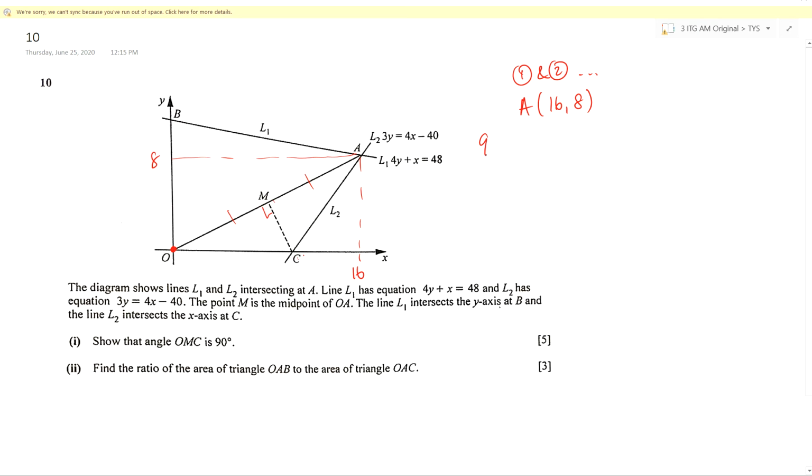So based on this, the gradient of OA will be 8 over 16, which is half, because the other point is at the origin.